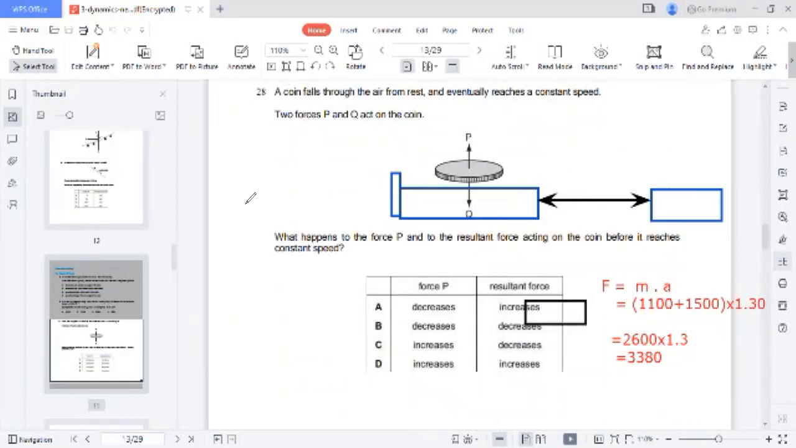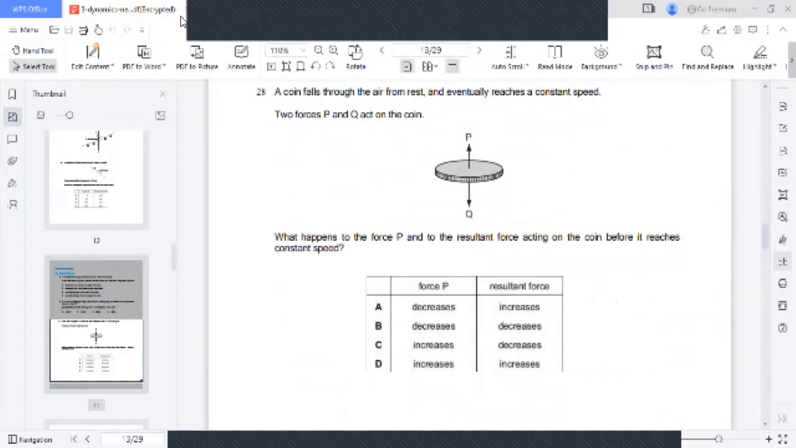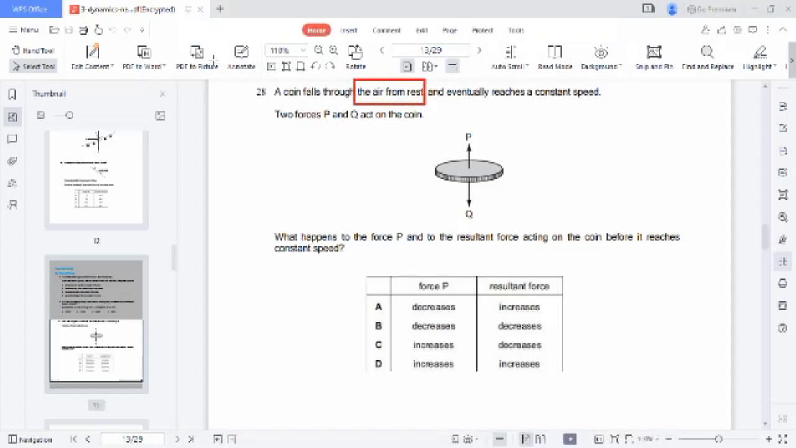Okay, next is a coin falls through the air from rest. Rest means its velocity is 0. When velocity is 0, acceleration is also 0, and eventually it reaches a constant speed. Constant speed means terminal velocity. When an object falls through air and its velocity becomes constant, it means it is moving at a terminal velocity.